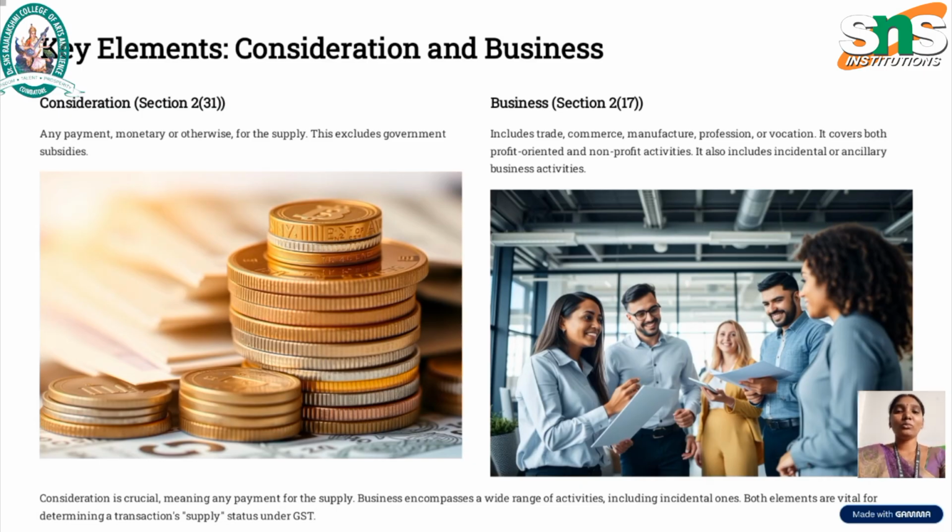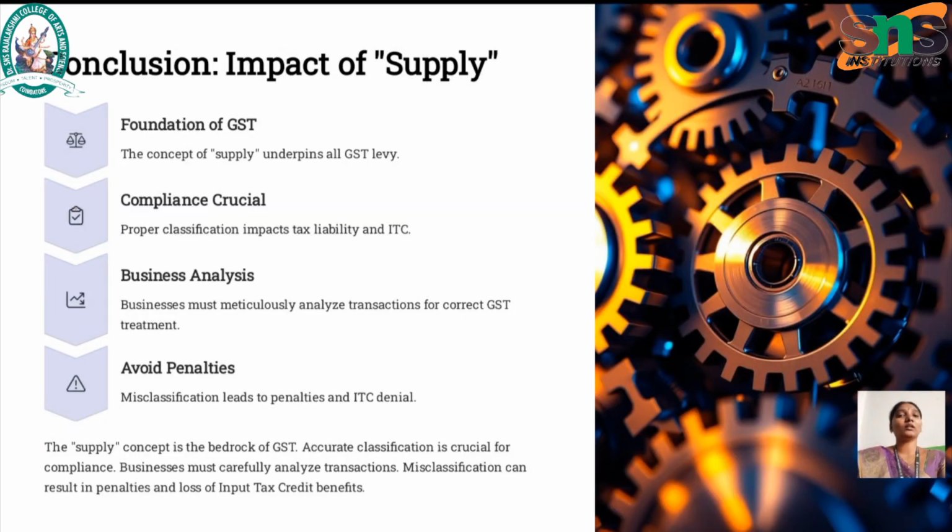So consideration is crucial, meaning any payment for the supply. Business encompasses a wide range of activities including incidental ones, and both elements are vital for determining a transaction's supply status under GST. And in this impact section I will conclude the supply with four elements.